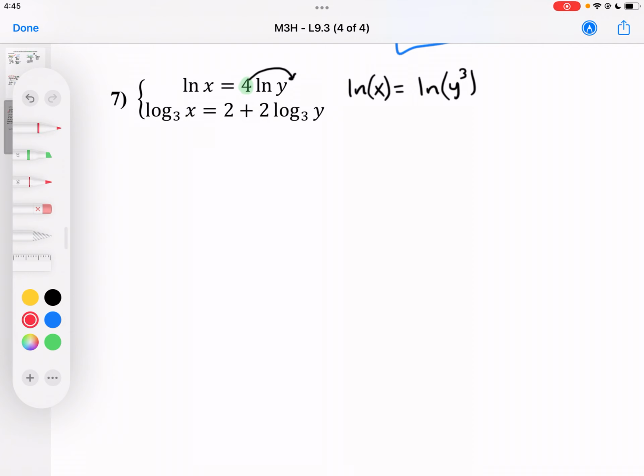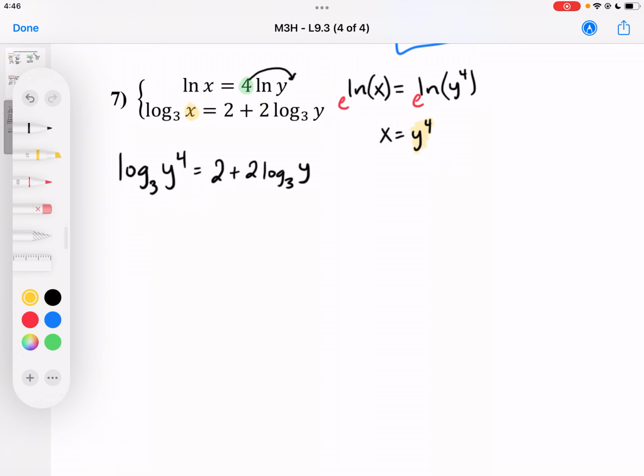To get rid of natural log, remember it's base e, so you end up with x is equal to y to the 3rd power. Oh, sorry, I put 3. And that is definitely not a 3. Sorry, that is a 4. Perfect. So we've got x equals y to the 4th. So now we're going to go ahead and do a substitution. We'll put this y to the fourth in for our x value. So we've got log base 3 of y to the fourth equals 2 plus 2 log base 3 of y.